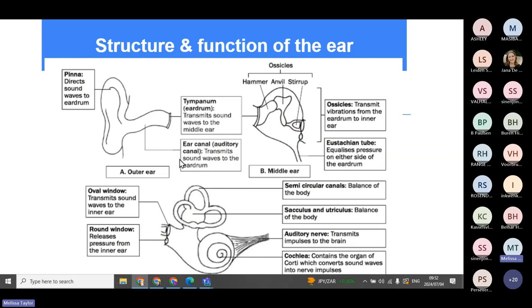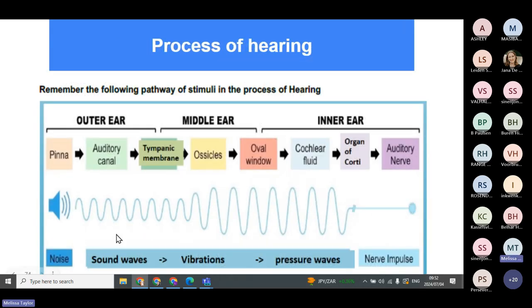Okay, I'm not going to go through this, but this just goes through each part of the ear and what they do. And when you study, you must make sure that each little part of the ear, you're able to say, this is what it is and this is what it does. Okay, this is just a little summary of the different parts of the ear and then showing you where you must call it sound waves, vibrations, and pressure waves, which I went through with you on the other diagram.